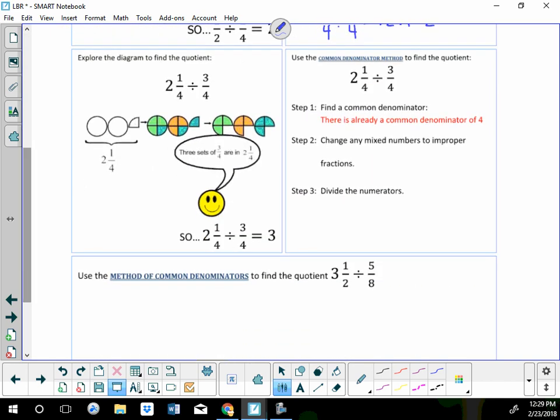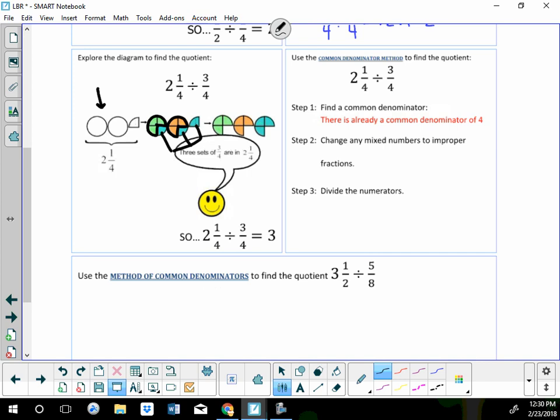Notice that this diagram looks a little bit different, just like our models in our warm-up looked a little bit different from you guys. And so we have 2 and 1/4 divided into pieces that are the size of 3/4. So if I have my 2 and 1/4 right here, I have one group of 3/4, a second group of 3/4, and then I can put together all these blue parts right here, and that gives me a third group of 3/4. So I can say that 2 and 1/4 divided by 3/4 is equal to 3. Okay, so we have our picture, we know that our answer is 3.